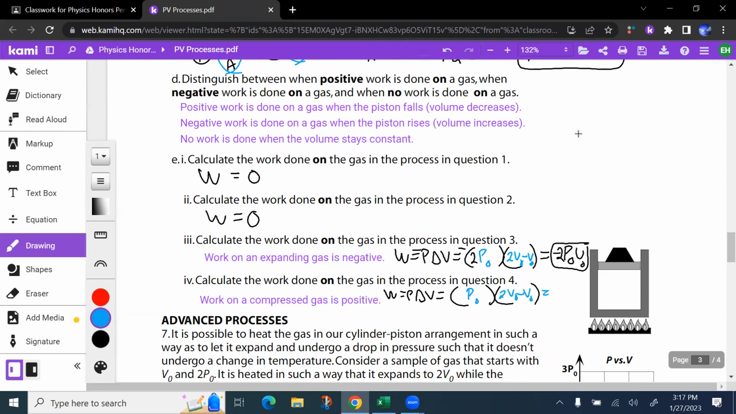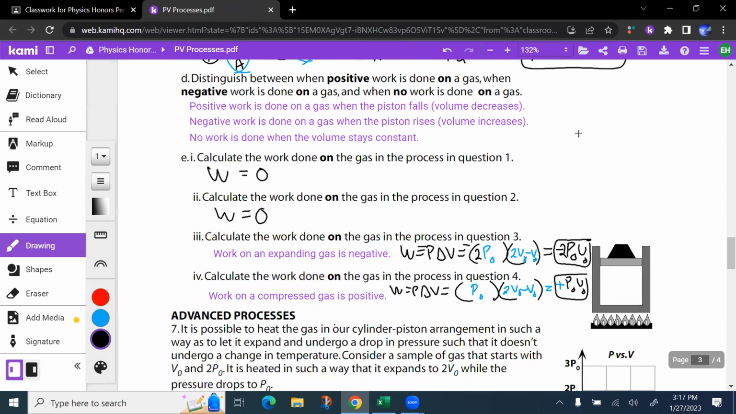Okay, so the difference in that one is going to be a positive P naught V naught, or positive pressure times the change in volume. Positive pressure, positive work done on a compressed gas.